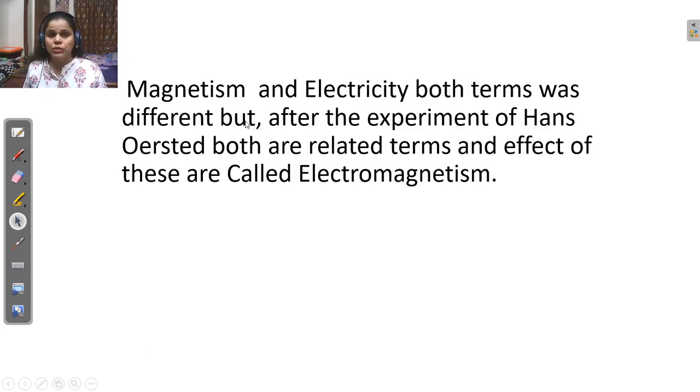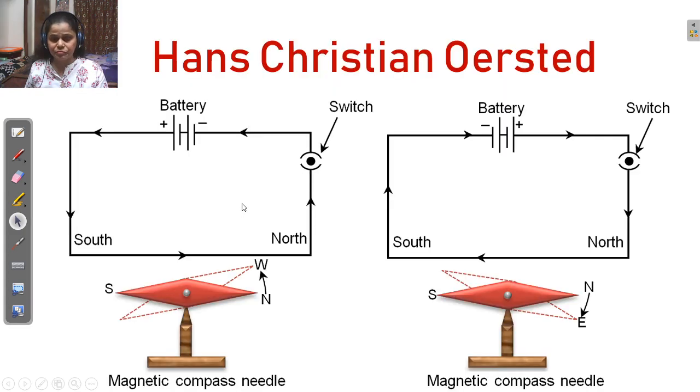Magnetism and electricity, both terms are ancient, and both were considered different. But after the experiment of Hans Ørsted, the two terms became related, and the effect of these is called electromagnetism. So let's see what the experiment was.